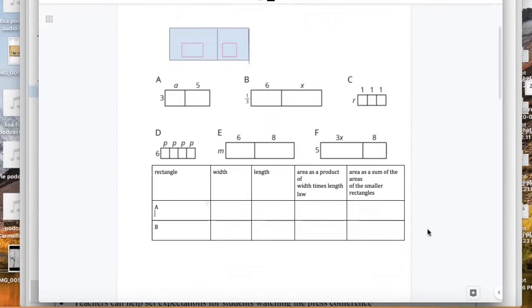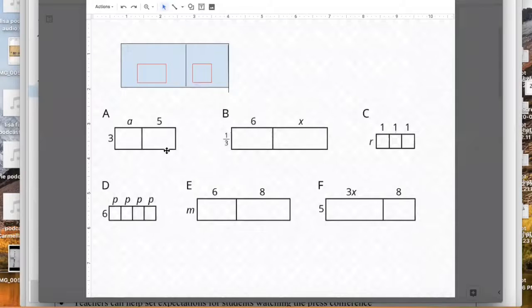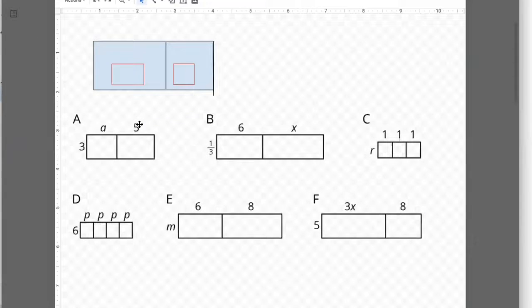So below we have a table and we have A and B. This table is for rectangle A and B. For A and B, they would like the width, the length, the area as a product of the width times length, or just length times width, and the area as a sum of the areas of the other smaller rectangles. So we're going to look at rectangle A first, and it is asking for the width. For this lesson, our width for each rectangle will be from the left to the right, and our length will be from the top to the bottom.